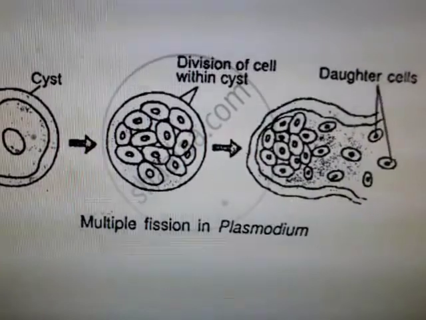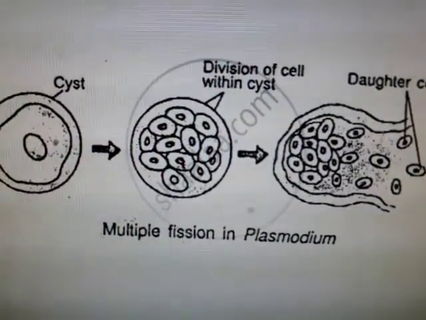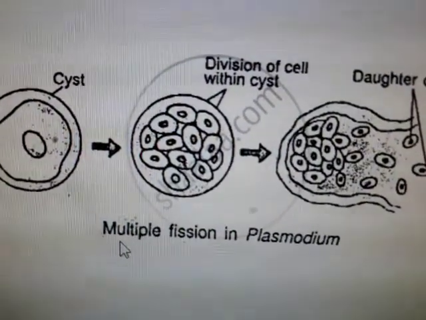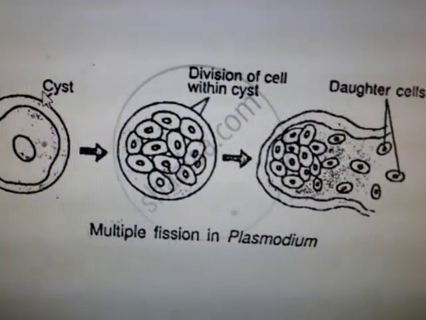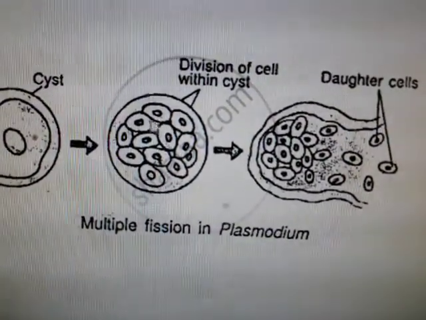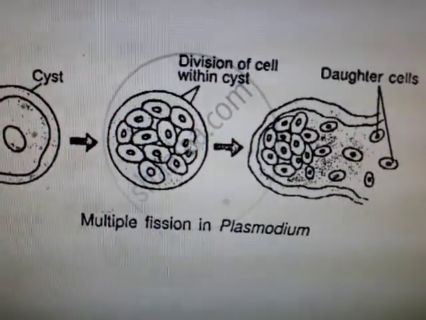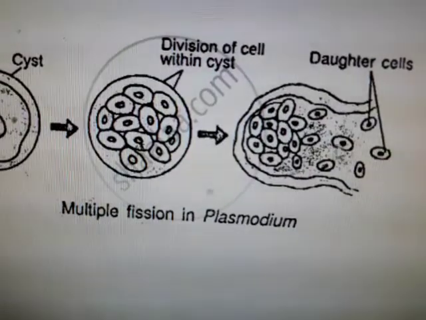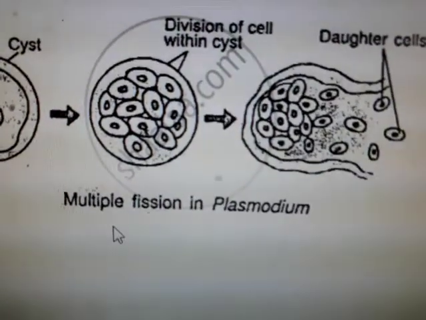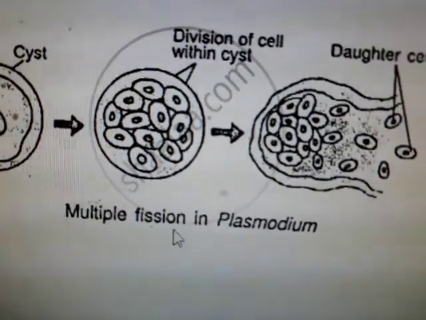It is also an example of phylum Protozoa, Plasmodium, responsible for malaria. Cyst, and these are division of cells, division of cell within the cyst, and these are many daughter cells. It is known as multiple fission.